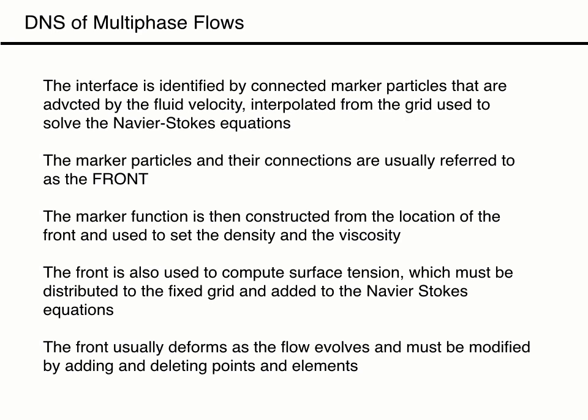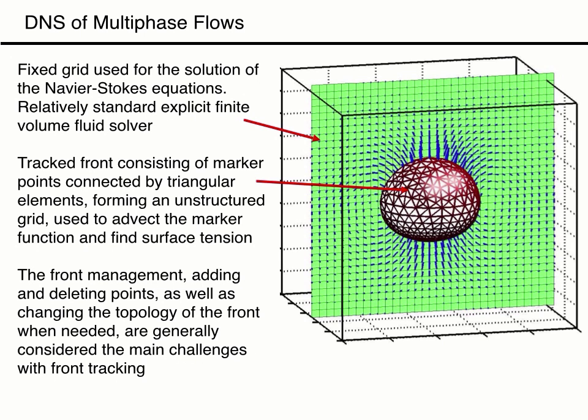The front usually deforms as the flow evolves and must be modified by adding and deleting marker points. Here we show the front and the fixed grid used to solve the Navier-Stokes equations. The fluid solver is usually a relatively standard finite volume method implemented on a regular structured grid, although as with the level set and the volume of fluid method, we can in principle use any flow solver.